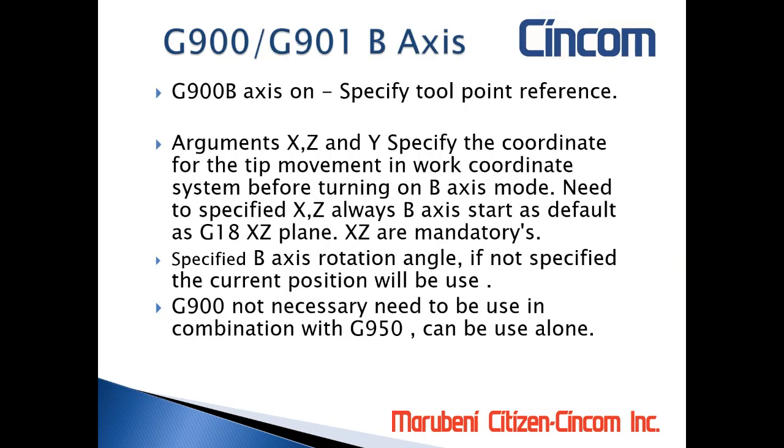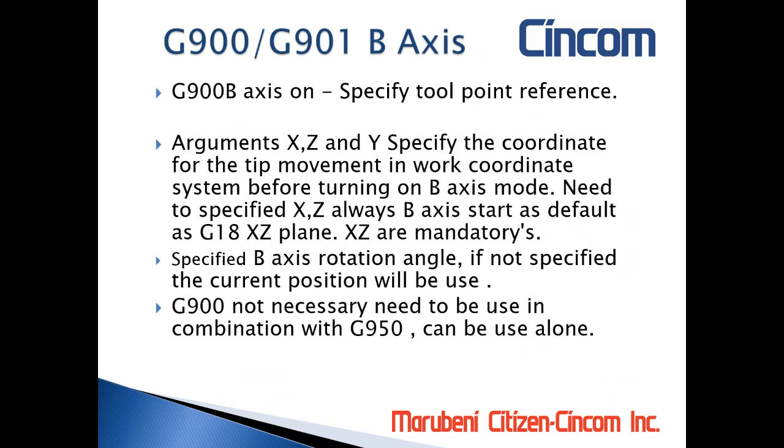So talking about G900, G901, B-axis on off, this will specify the tool point reference, and also you can do a lot with just G900.